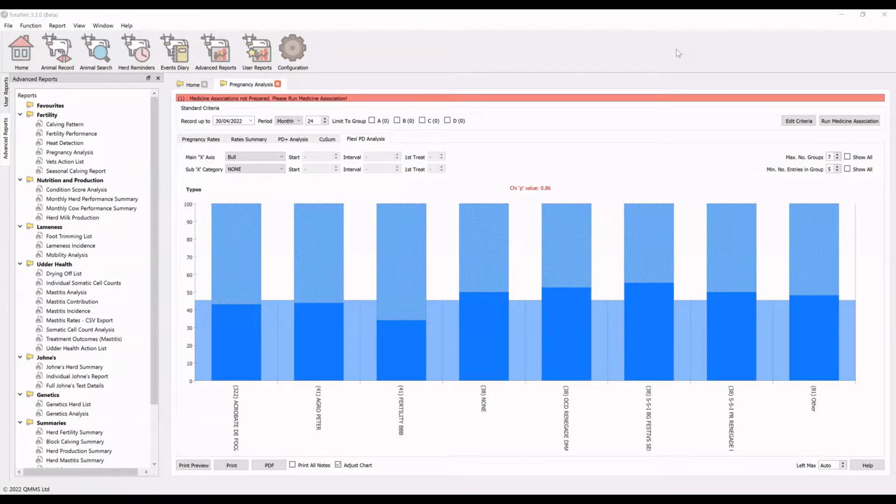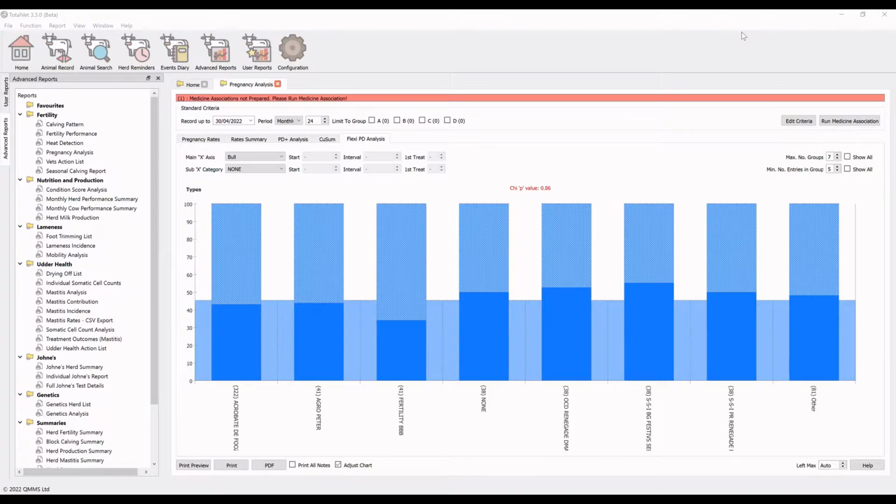In this video, we'll review the Flexi PD Analysis report. This report can be found by selecting Advanced Reports and Pregnancy Analysis, and it's the final tab in the Pregnancy Analysis report. This report is really useful for analysing conception rate in your dairy herds.